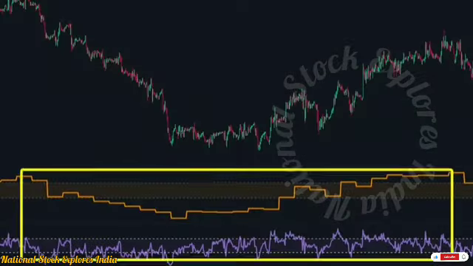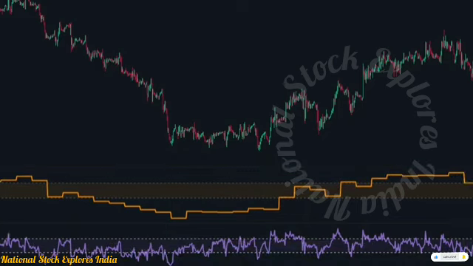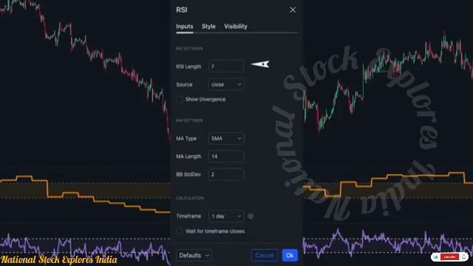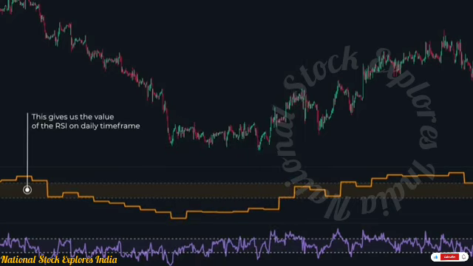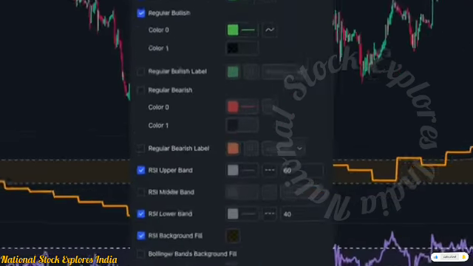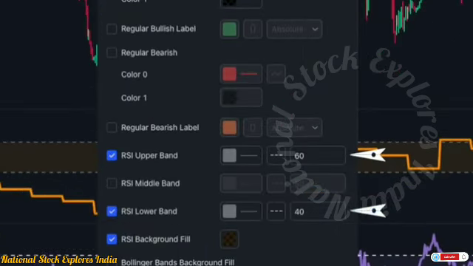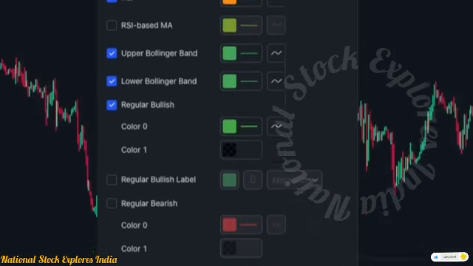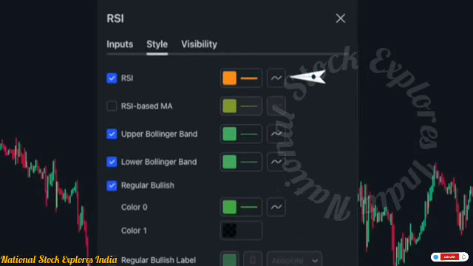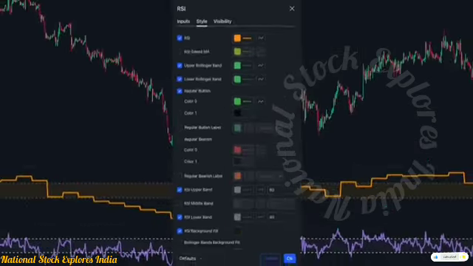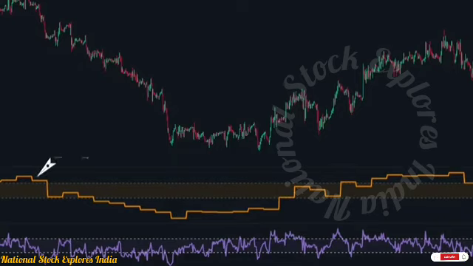Firstly, we plot two RSIs on the chart. We change the period of the first RSI to 7, and we change the time frame to 1 day. This gives us the value of the RSI on the daily chart. We will change the overbought and oversold boundaries to 60 and 40. Once we set this up, make sure to change the color of the RSI to something different from the other RSI. For the purpose of this video, I will keep it orange.